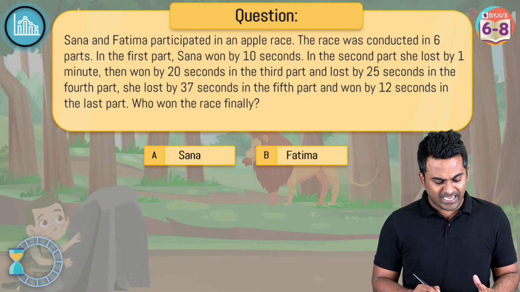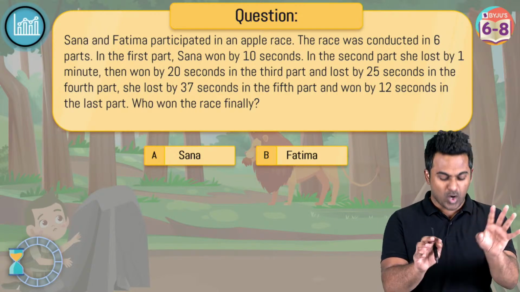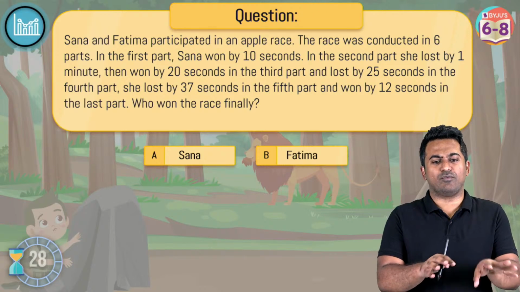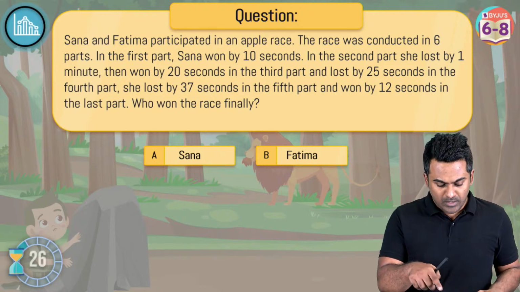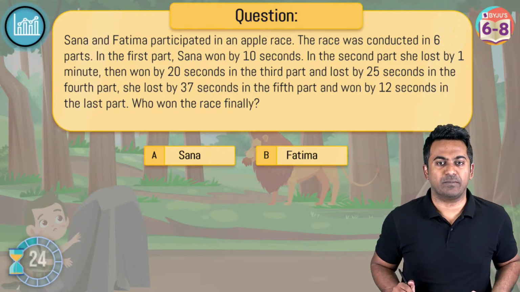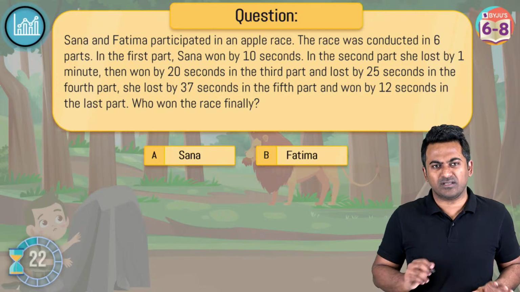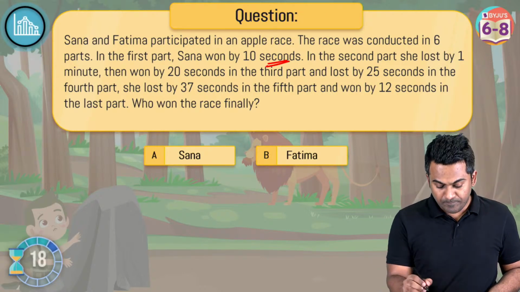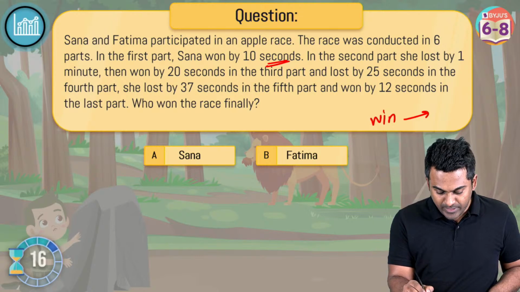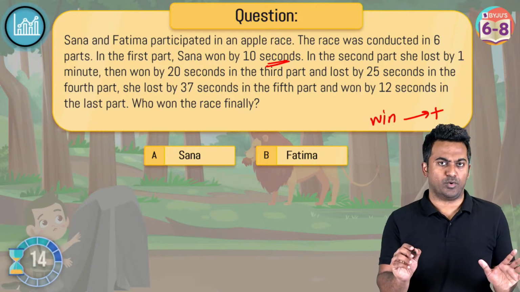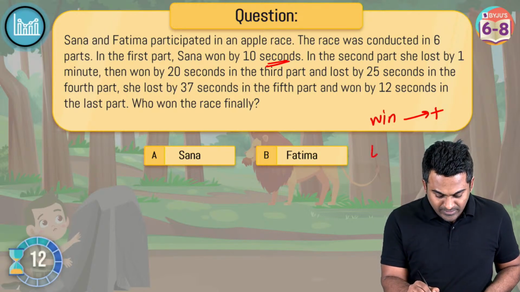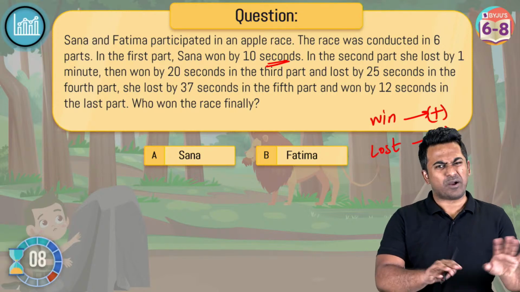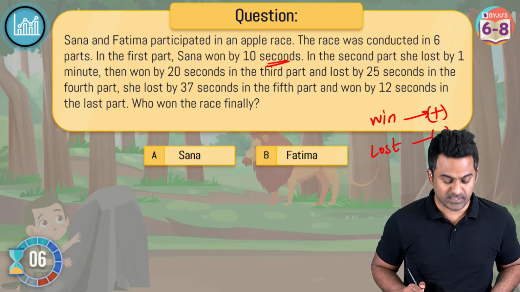Okay, so Sana and Fatima. So there is a race going on here. All right. So it is a question that is going to revolve around how you add positive and negative numbers. That's about it. So the hint that I'd like to give you is wherever you are winning the race here, wherever there is winning happening, designate a positive number to that. And wherever the race has been lost, keep that as a negative. And that's about it. Just add it and you will get the correct answer.